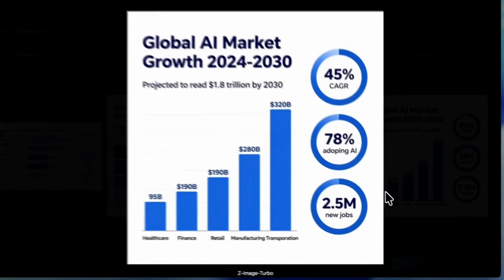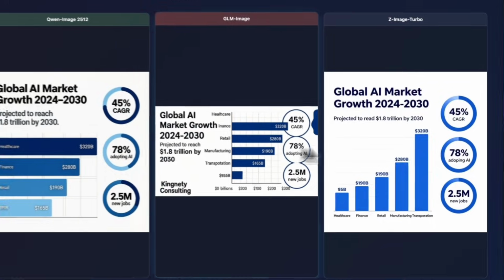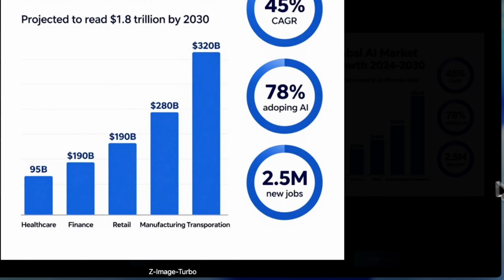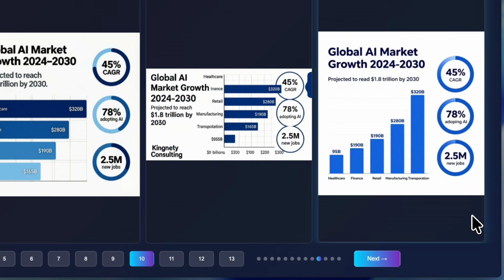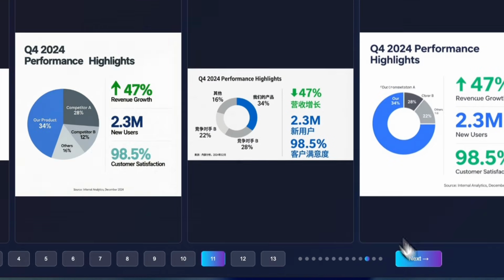Z Image was actually not quite there. So we had adopting, for example, there was a misspelling here. So it had some minor issues, which might be repairable with trying again. Though GLM Image is further away from an actual good generation in this case.